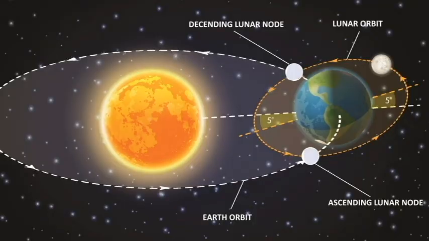The moon's nodes aren't physical bodies, they're points in space. The point at which the moon crosses the plane of the ecliptic when moving in a northerly direction is called the ascending node or the north node. Two weeks later, when the moon intersects with the ecliptic plane going in a southerly direction, the point of intersection is called the descending node or the south node.